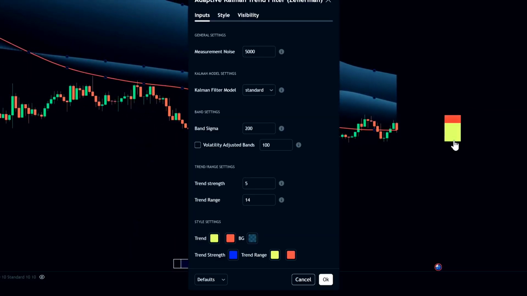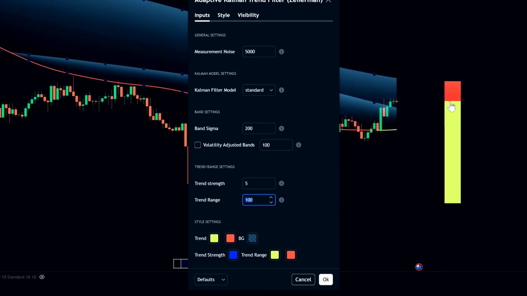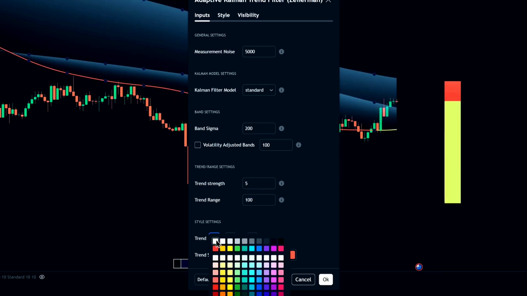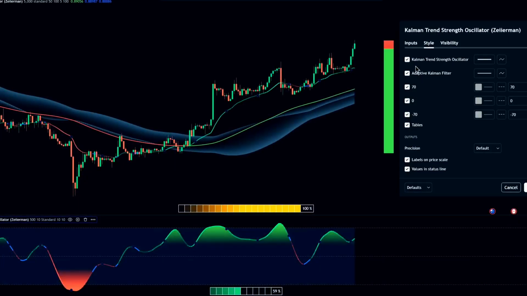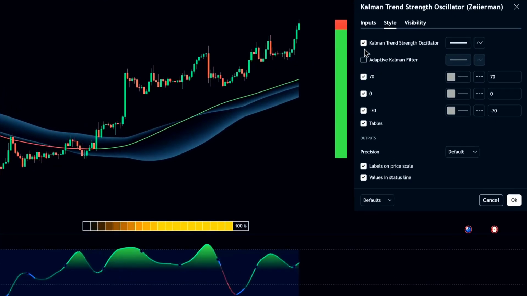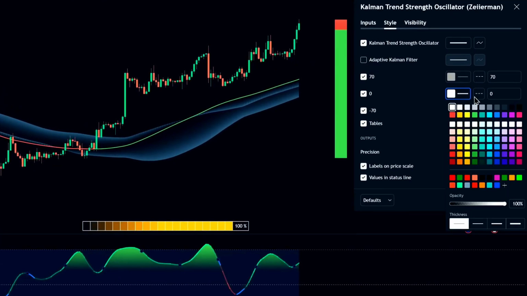Now let's combine these two indicators for our strategy. Here's how we'll set up the indicators. For the top indicator, trend range set to 100, trend strength leave at 5. Disable the volatility adjusted bands and set the sigma band length to 50. Optionally, adjust colors for better visibility. For the bottom indicator, disable the Adaptive Kalman Filter, change the zero line to white, and make it solid.